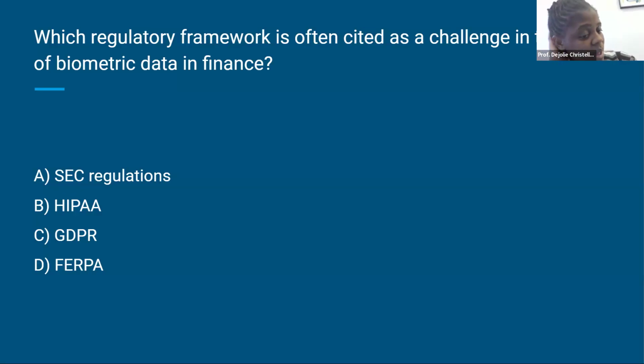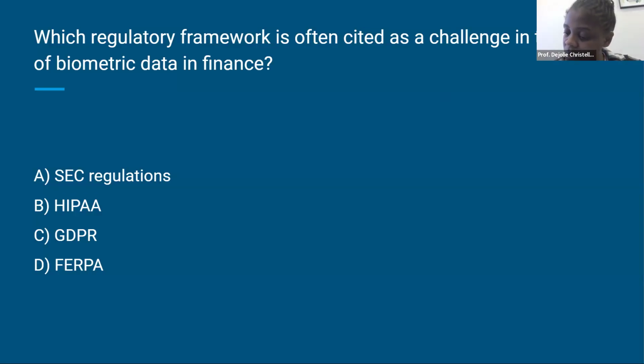We saw the HIPAA laws, and not everybody knows that. If you're in nursing, you know that. If you work somewhere, you know HIPAA. The GDPR, we saw that is the General Data Protection Regulation. It is mostly for Europe, European countries.